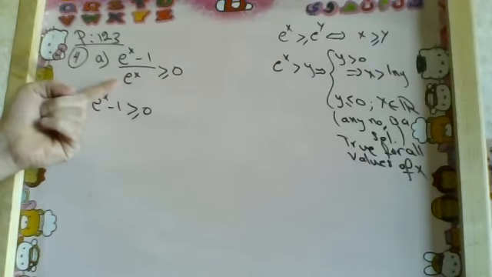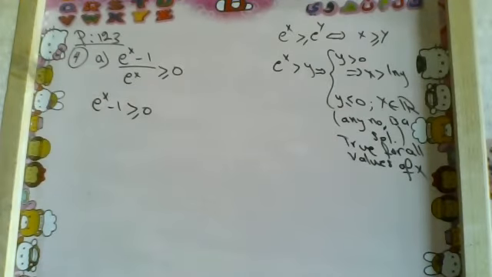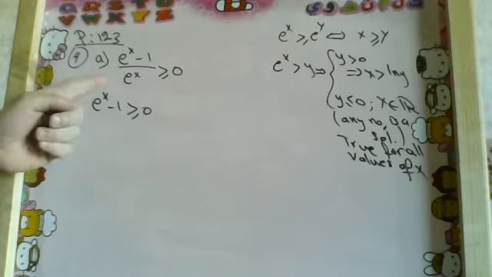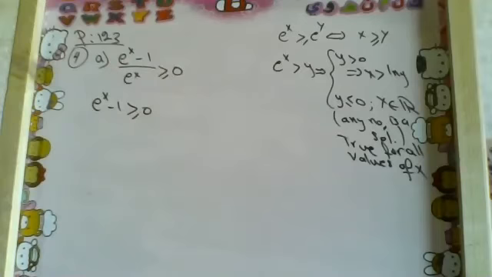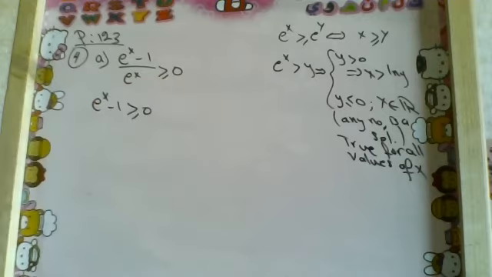صح؟ يعني e of x كلها greater than 0. فإذا for this expression to be greater than 0, then the numerator is greater than 0. Or in other words, you can multiply both sides by e power x without changing the inequality, since e power x is greater than 0.